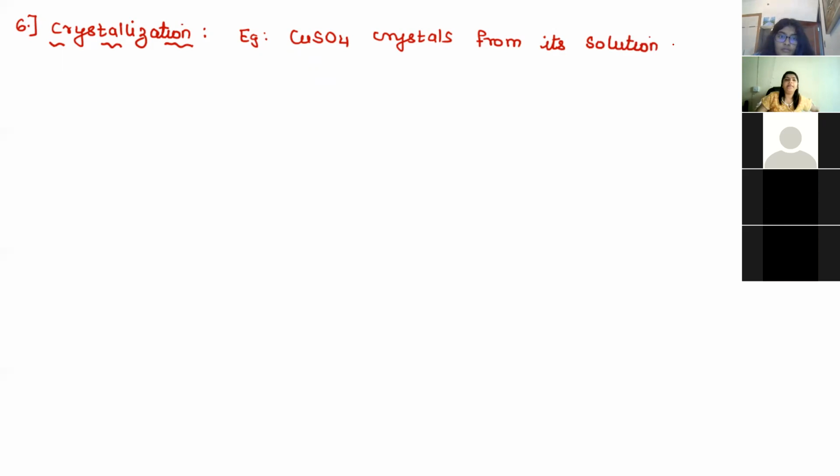Crystallization is where crystals, for example copper sulfate crystals, are obtained from their solution. Have you all seen sugar candies? There are candies on which sugar is coated. How is that sugar coating done? That's basically a process of crystallization.